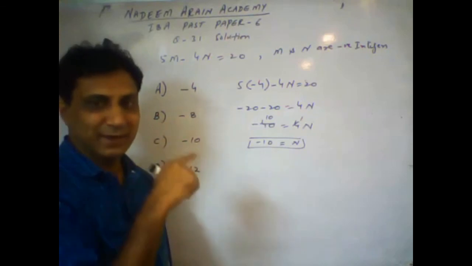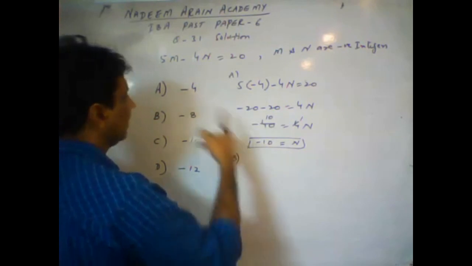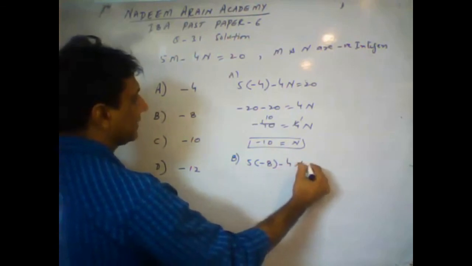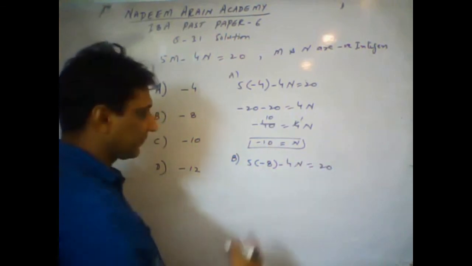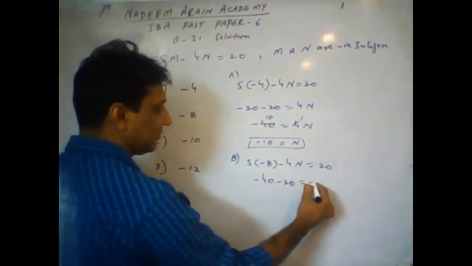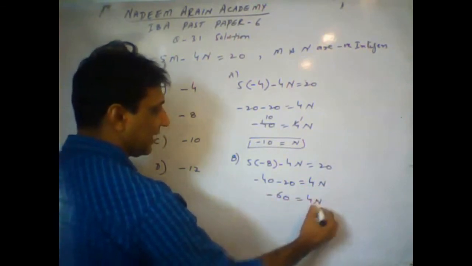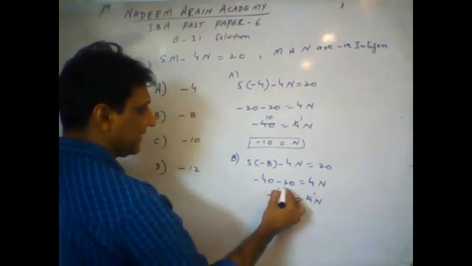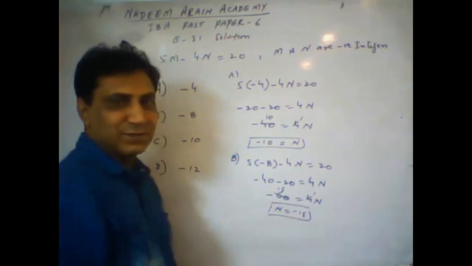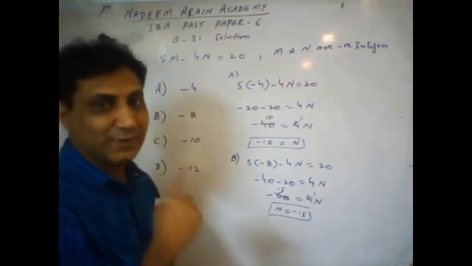Okay. Now we'll see option B, minus 8. 5 times minus 8 minus 4n is equal to 20. Again, minus 40 minus 20 is equal to 4n. This is minus 60 is equal to 4n, so n is minus 15. So n is again a negative integer. So this is also not our answer because we have to see when it's not an integer.